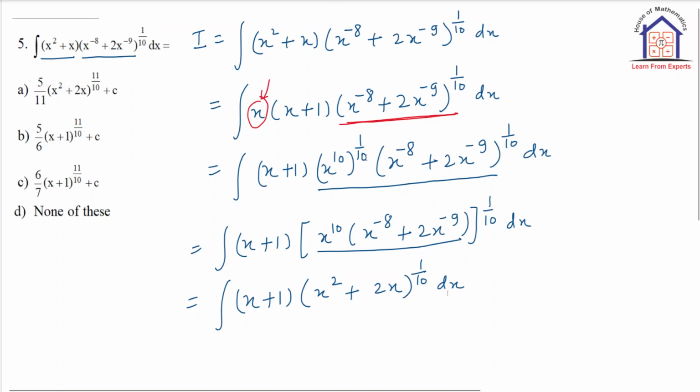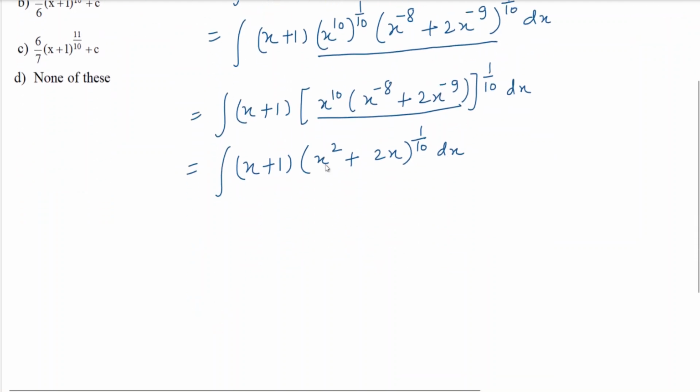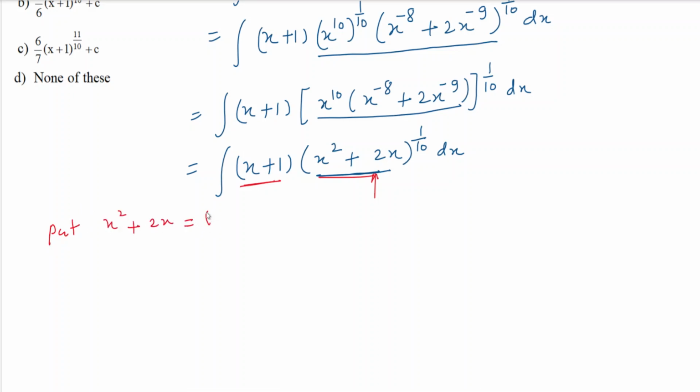Now, we can easily observe that in the derivative of x square plus 2x, we can find x plus 1. In the derivative of x square plus 2x, we can find x plus 1. So here is the substitution, x square plus 2x equal to t. This is the substitution here. So differentiating this, we will get 2x plus 2 dx equal to dt, and x plus 1 dx will be equal to dt by 2.